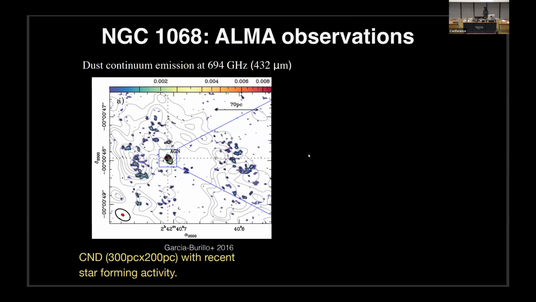And okay, so now ALMA has observed NGC 1068 several times. This is one of the most important results because they found this circumnuclear disk, but you can see it's about 300 parsecs in diameter, and it's not centered. The AGN is not centered. But okay, they found that there is clumpiness and that there must have been recent star forming activity.